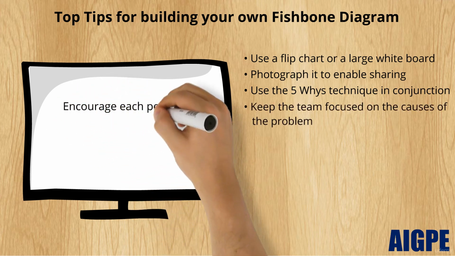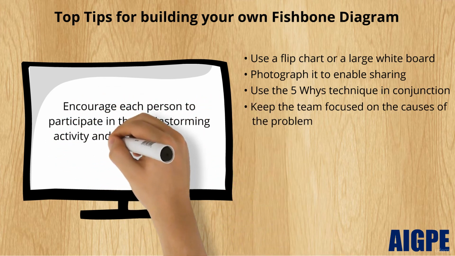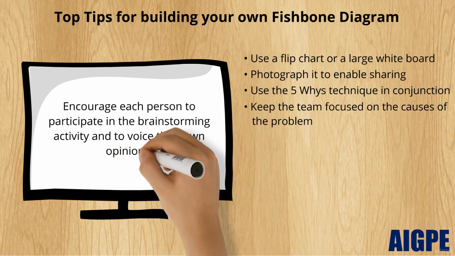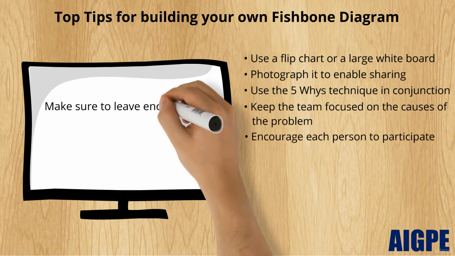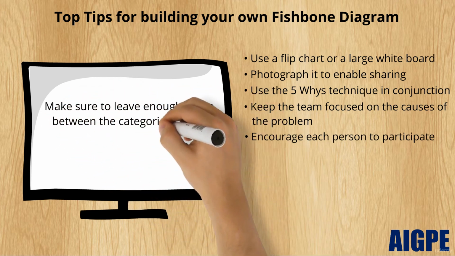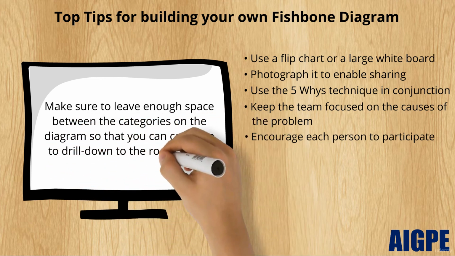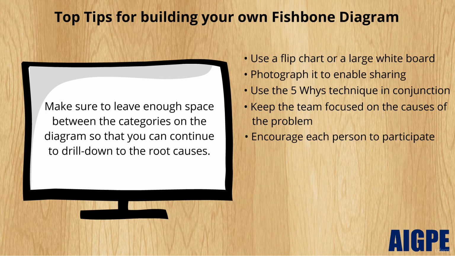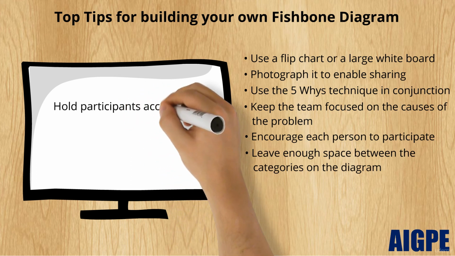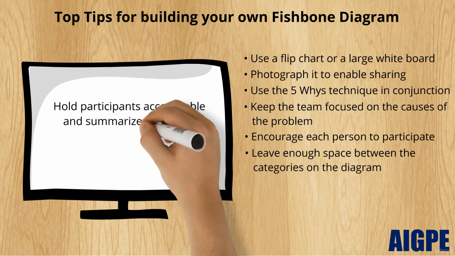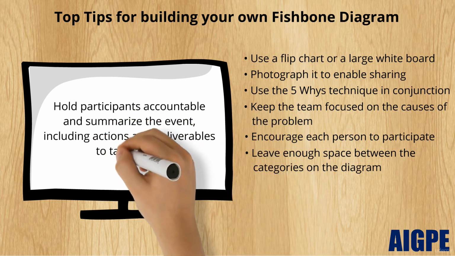Encourage each person to participate in the brainstorming activity and to voice their own opinions. Make sure to leave enough space between the categories on the diagram so that you can continue to drill down to the root cause. Hold participants accountable and summarize the event, including actions and deliverables to take away.